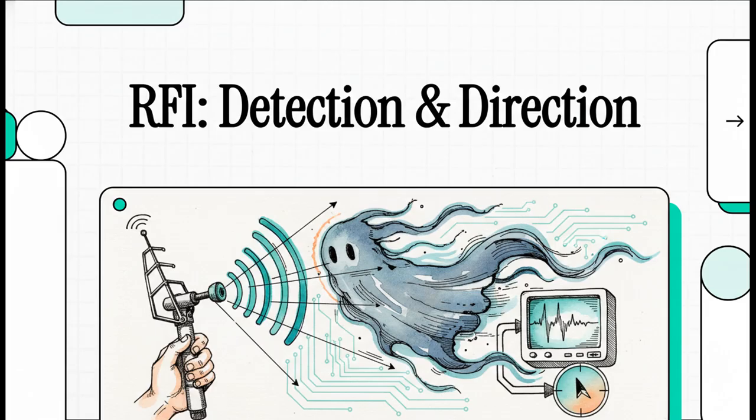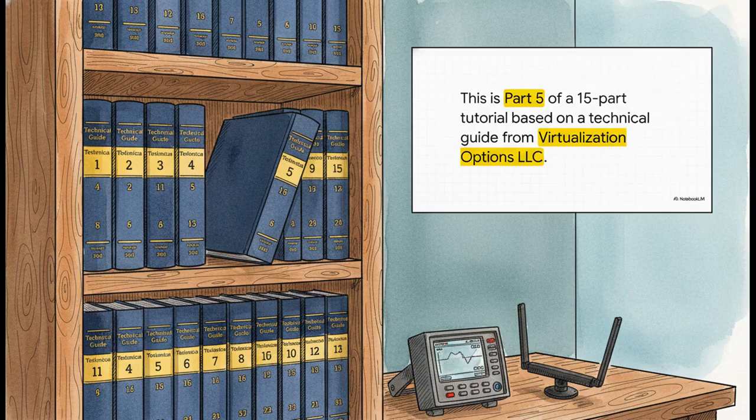Well, today we're going to dive into the first two critical phases of any RFI investigation, actually detecting the signal and then finding its direction. Now, just so we're all on the same page, this is part 5 of a much larger 15-part professional training tutorial. We're working directly from a really comprehensive technical guide put together by Virtualization Options LLC, and it's built specifically for RF technicians out in the field. So if you're a pro, you are definitely in the right place.